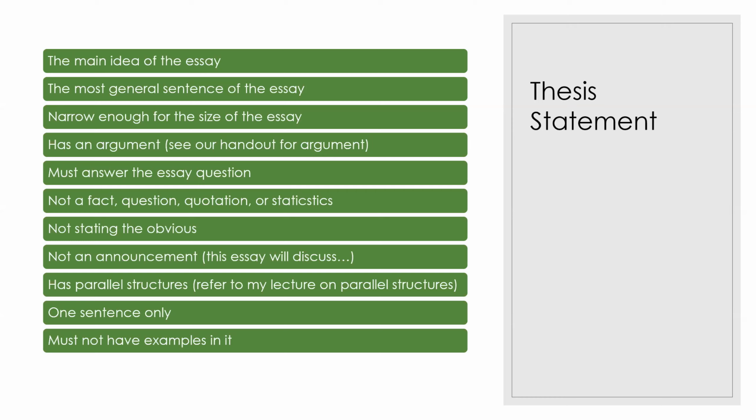So a thesis statement should also be narrow, should be specific for the size of the essay. Usually a 5-paragraph essay is like 750 words, 800 words. Then make sure that your thesis statement is not too broad, too general. For that, you need to write a book, not something specific, okay? The thesis statement has an argument. We have talked about argument, so please refer to our lecture, argument. Thesis statement must answer the essay question.